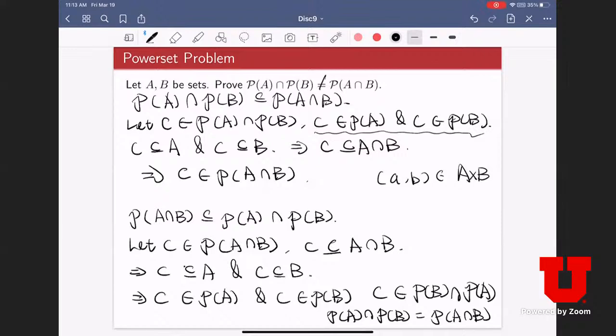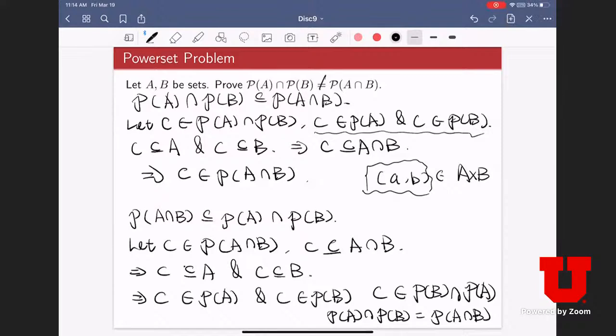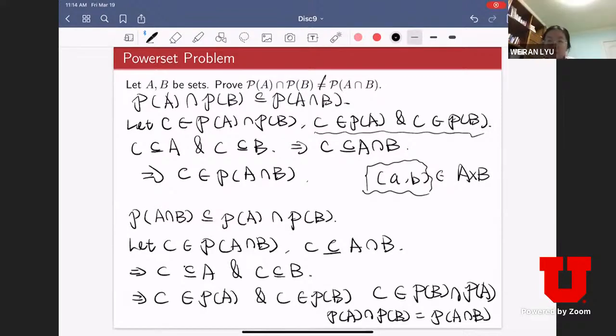That makes sense. Yeah, so this one only occurs when you have A cross B. You would just do the cross product with all the elements. That's where you have the pairs. But for this one, you would just have single elements. Okay, that makes sense. Thanks.